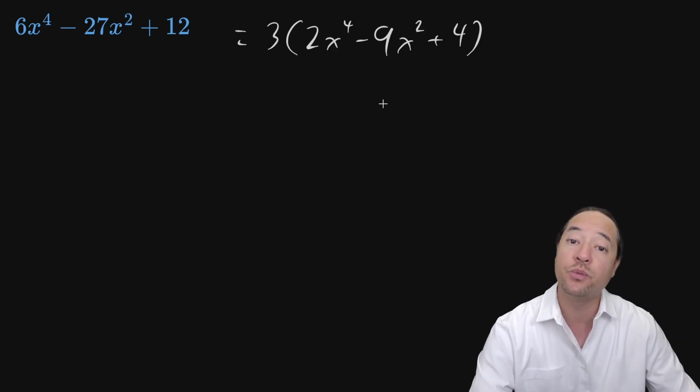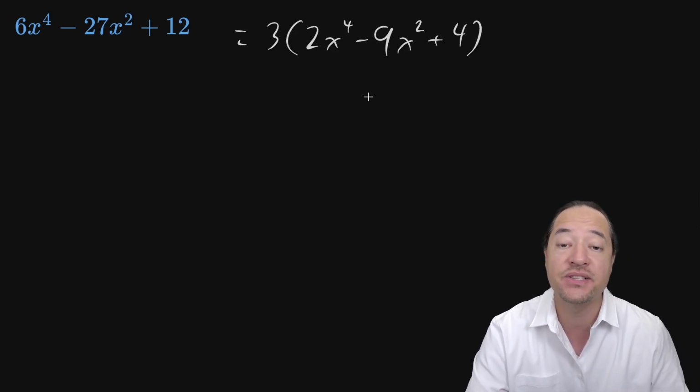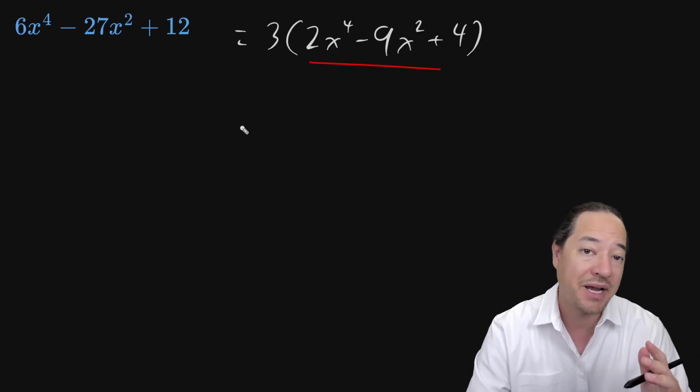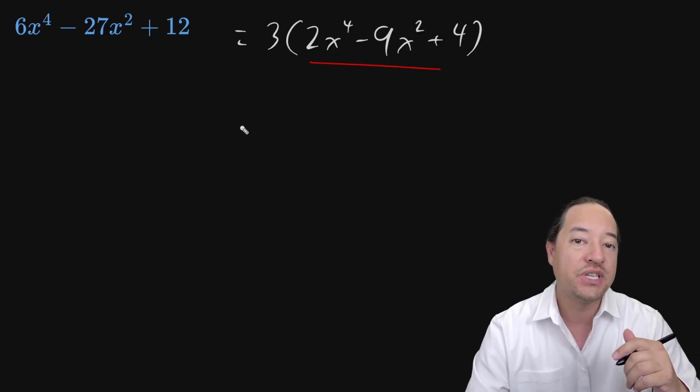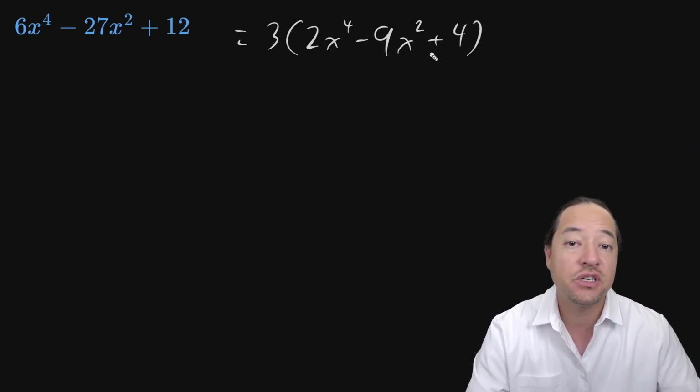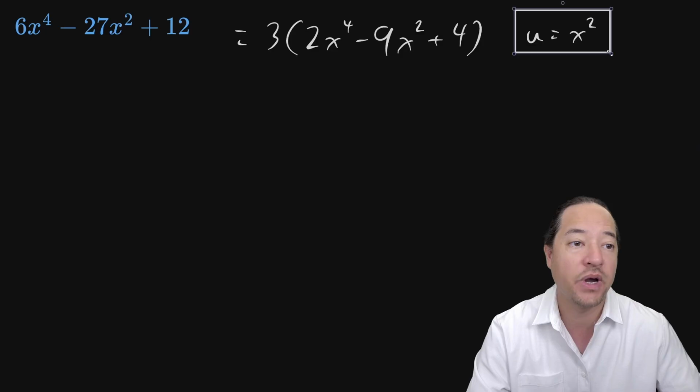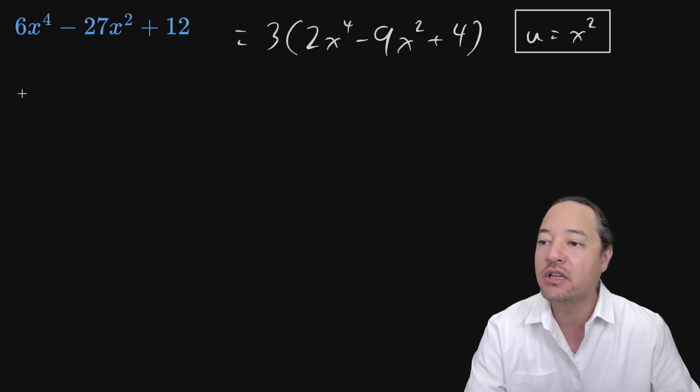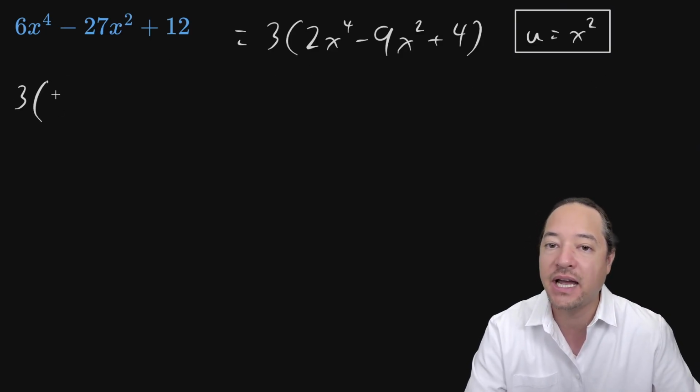Okay, so this is what we would get. And now what we can do is try and factor this trinomial by using some kind of substitution here. We'll replace x squared with u. We'll say u is equal to x squared. Okay, so if we do that step, look what we get. We're going to get 3 times 2u squared minus 9u plus 4.